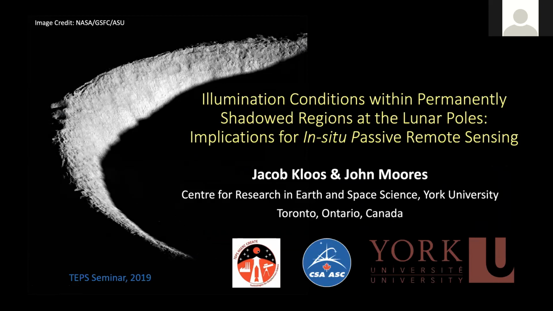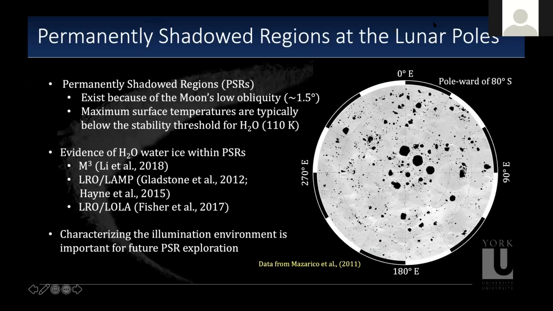Assuming that's a yes. Okay, so my name is Jacob Kloos. I am a PhD candidate at York University, and so I'll be talking about the illumination conditions within PSRs, or permanently shadowed regions of the moon, and talk about the implications for remote sensing. So first, an intro. Permanently shadowed regions are regions on the moon near the poles that are in permanent shadow from direct sunlight.